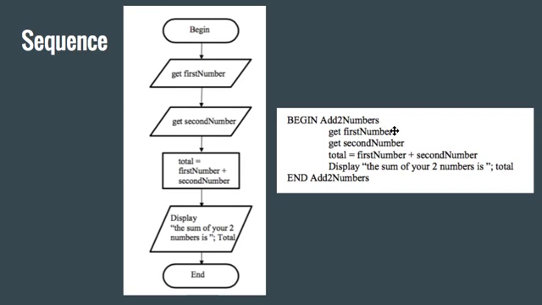So same logic, we get the first number, we get the second number, using those keywords to identify that we're getting input and storing it to a variable. The statement is just an assignment statement saying add the two numbers together and assign it to total. And then finally, for our output, the keyword display has been used, and the sum of your two numbers is the message, and then at the end of it, we just add that total from the previous step, and we end that algorithm. So I'm just going to stop there.